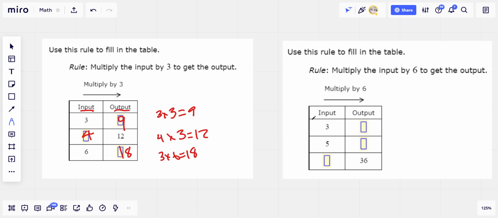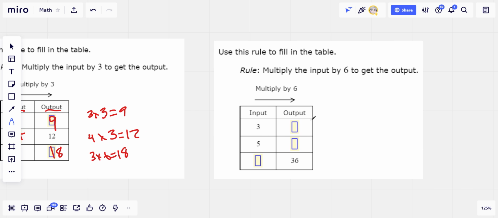Let's try one more for practice. So this one says the rule is multiply by 6. So you're taking the input number and multiplying it by 6. So the first thing we do is we take this input of 3 and we multiply it by 6 to get 18, and that's our first output. Next, we have an input of 5. So again, we multiply that by 6. 5 times 6 is 30. So 30 is going to be our output.